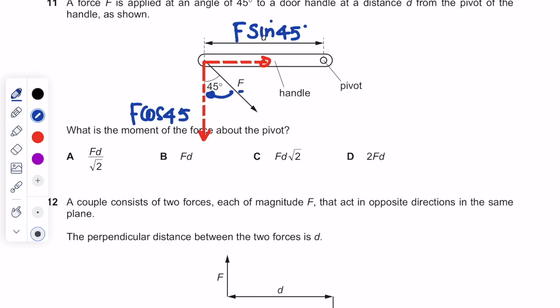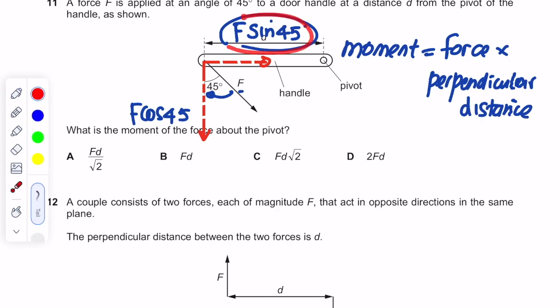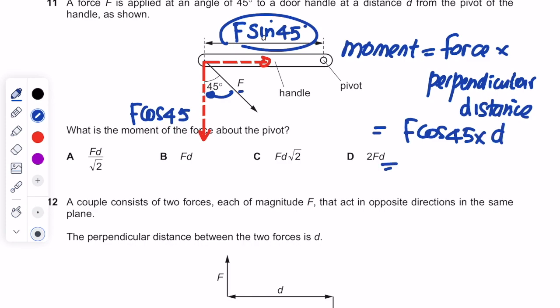Now moment is force times perpendicular distance. Here, this F sin 45 part is actually no use because it goes through the pivot. So the moment is F cos 45 times D. It is F times cos 45, which is 1 over square root 2, times D, so FD over square root 2. Answer should be A.